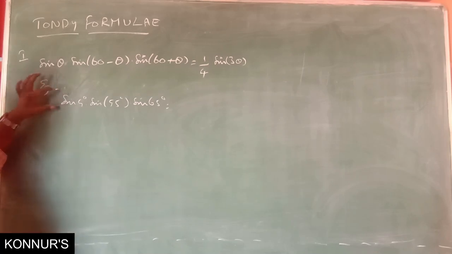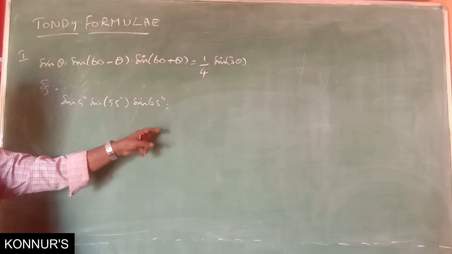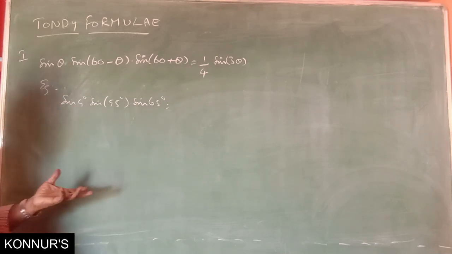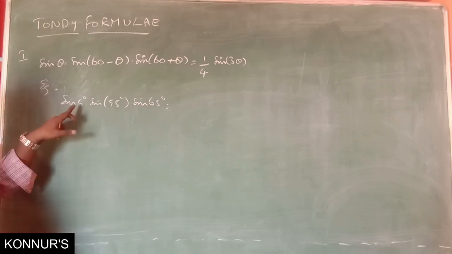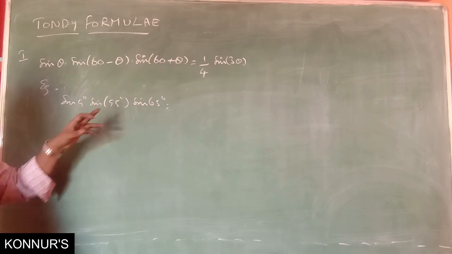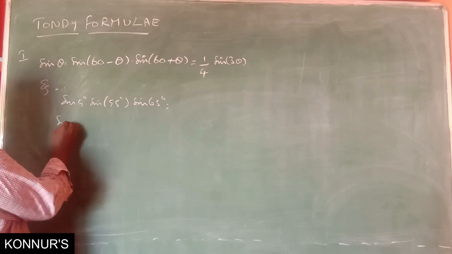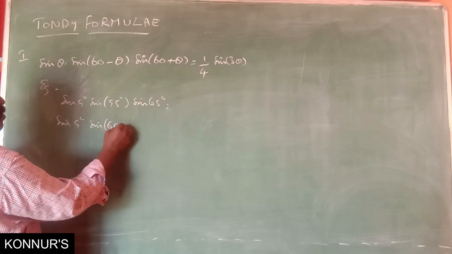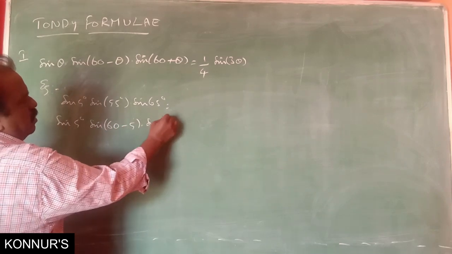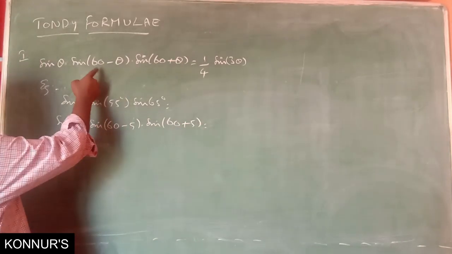Suppose your problem is like this: what is the value of sine 5 into sine 55 into sine 65? Options are given. If you see this problem suddenly in the exam, your mind drops. 5 degrees, 65 degrees, 55 degrees, and no value table. But this can be written as sine 5 and sine 65, where 55 is nothing but 60 minus 5, and it is sine of 60 plus 5. It is the same as this problem.